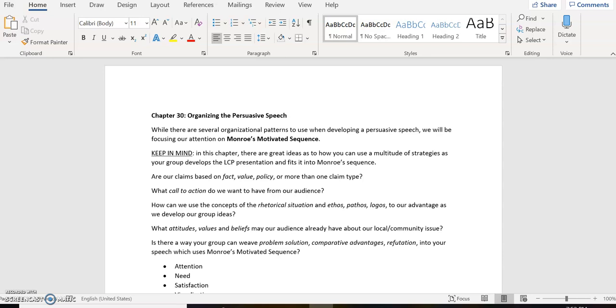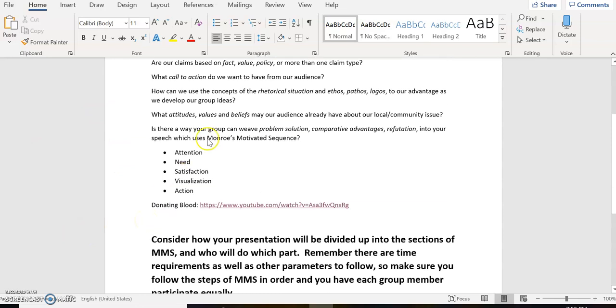And now we're going to get into Monroe's motivated sequence and the structure that you have to follow. Is there a way your group can weave problem, solution, comparative advantages, and refutation into your speech, which uses Monroe's motivated sequence? I'm going to describe what Monroe's motivated sequence is. And if you'd like to go over what problem, solution, comparative advantages, and refutation are, you're going to have to read that in the chapter to refresh yourselves, because I don't have time to go over each one of those. So Monroe's motivated sequence is essentially just an organization style for your persuasive speech.